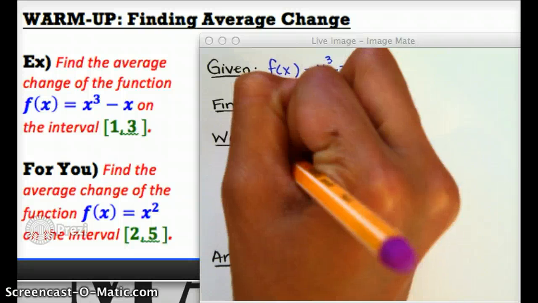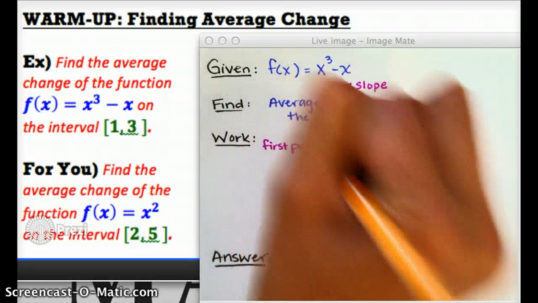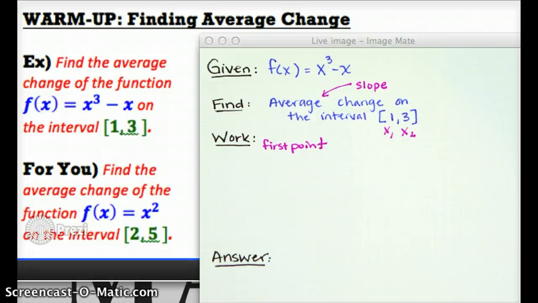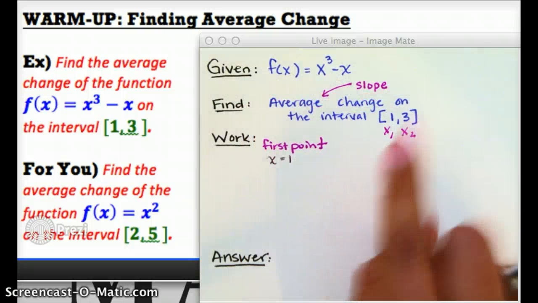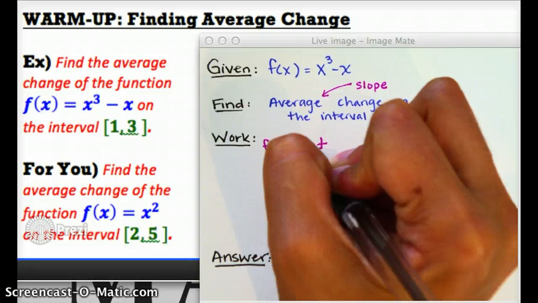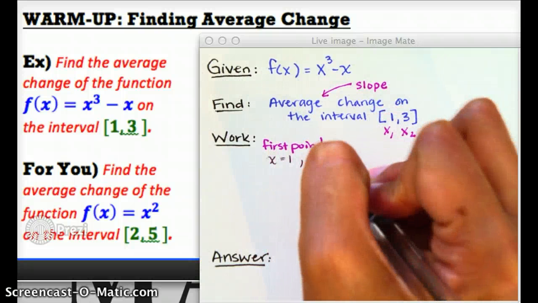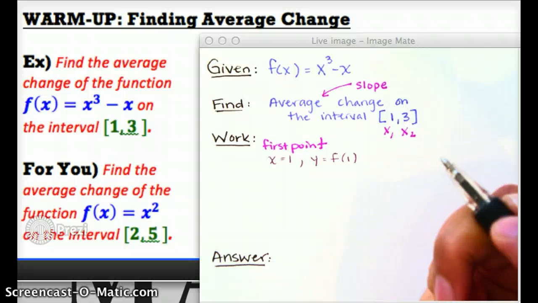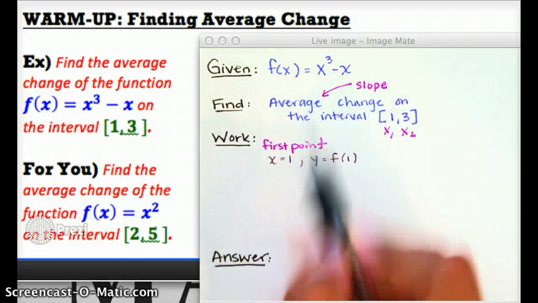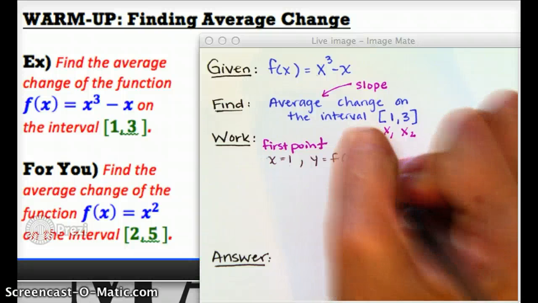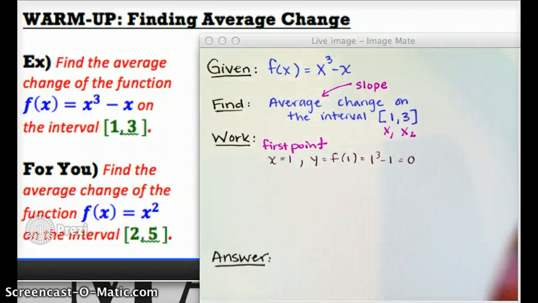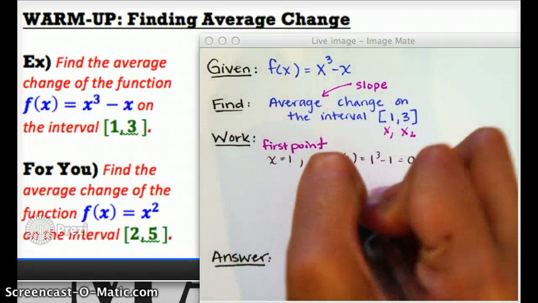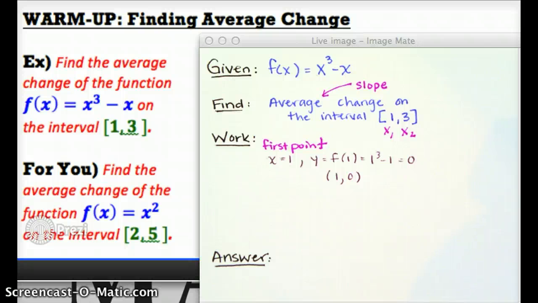Let's start with the first point. Since we know that for the first point x equals 1, it's actually pretty easy to find the y value. I would recommend that you show your work like this. X equals 1, and then y is going to be the output of this function when I plug in 1. In other words, I'll take 1, plug it in up here, 1 cubed minus 1, well that's just 0. So there's my first point, and it might be easiest to read it if we just write it as a point really quickly. 1 comma 0 is where we're starting.